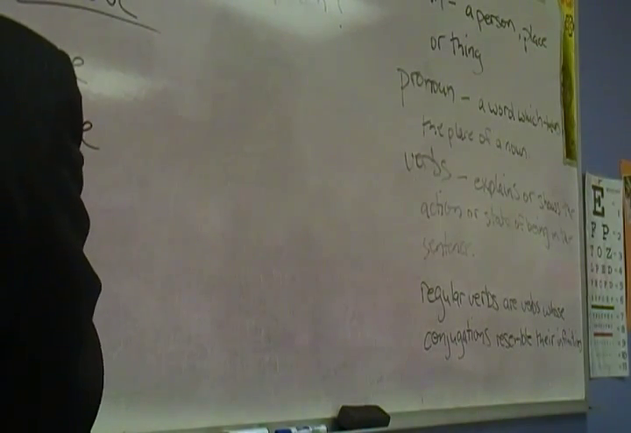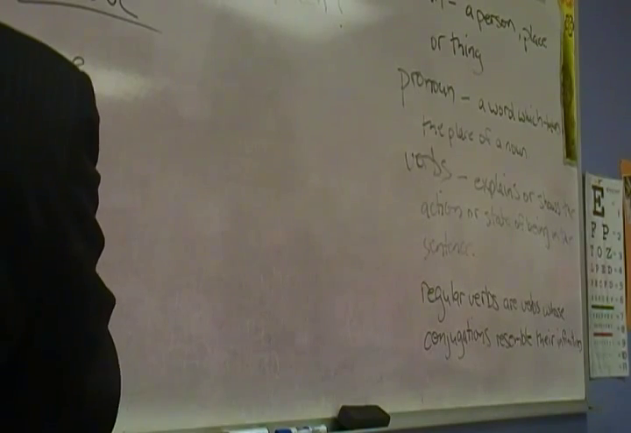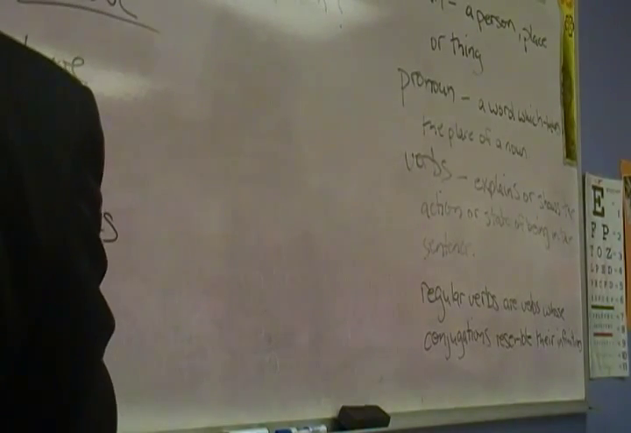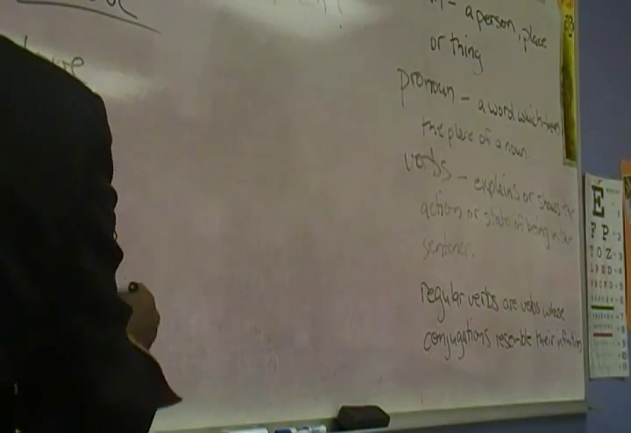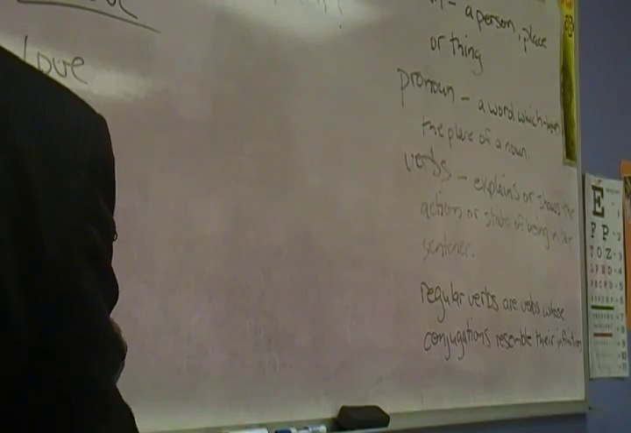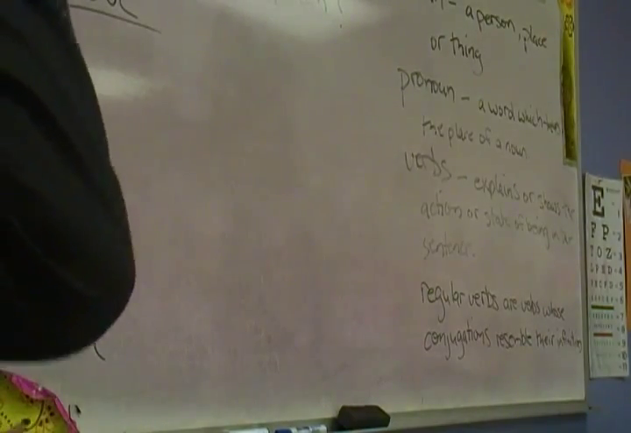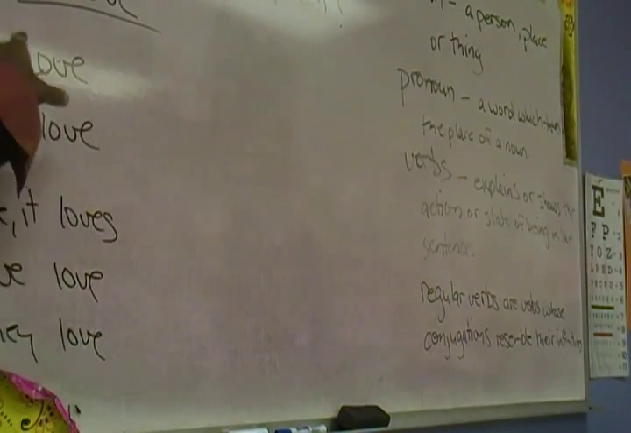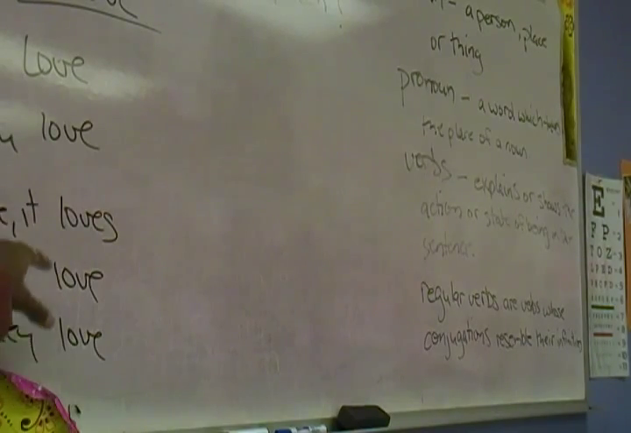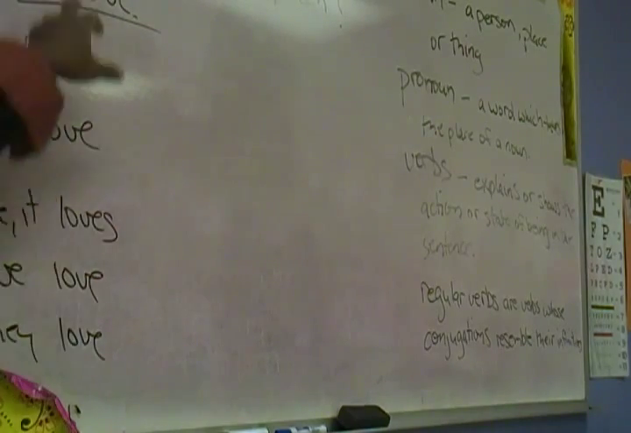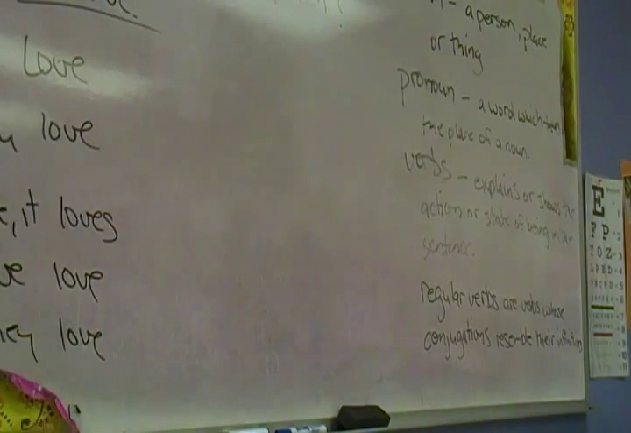All right, so look. So we got I love, you love, he, she, it loves, we love, they love. All right. Now let's go back to my definition. It says regular verbs are verbs whose conjugations, which are these, all resemble the infinitive. See, look, all these words look like this word, right? So that's what it means. That's how you know it's a regular verb.